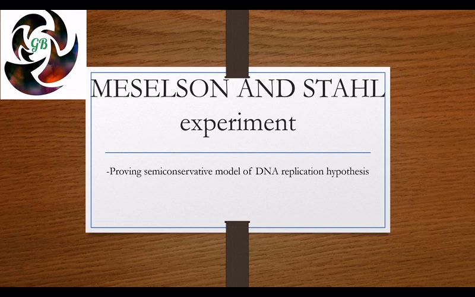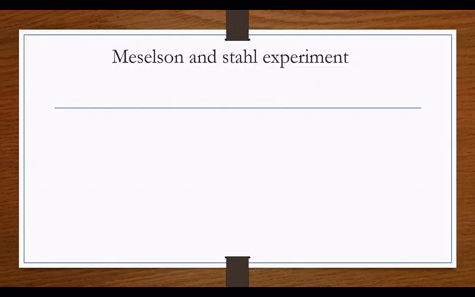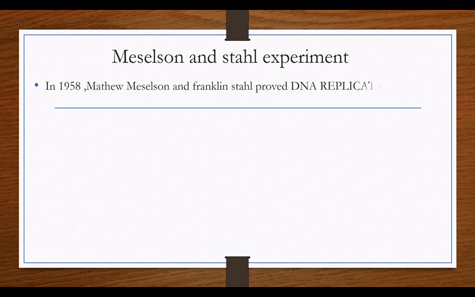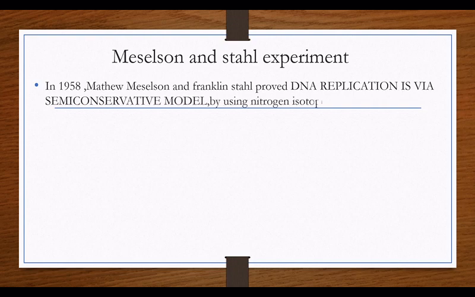In today's video, we're going to see the Meselson and Stahl experiment. It proves the semi-conservative model of DNA replication hypothesis. In 1958, Matthew Meselson and Franklin Stahl proved DNA replication is by a semi-conservative model by using the nitrogen isotope N15. It is a non-radioactive isotope of nitrogen.